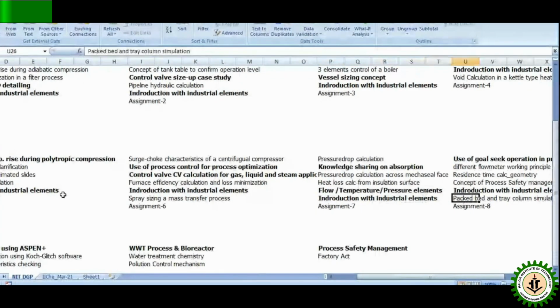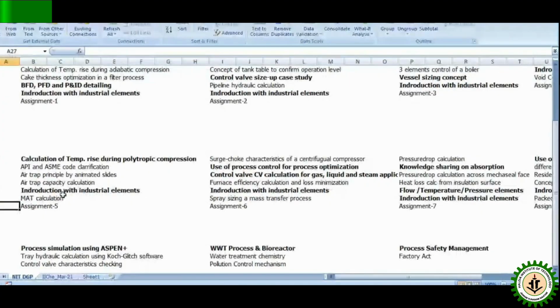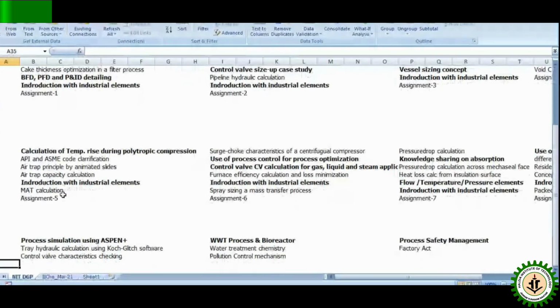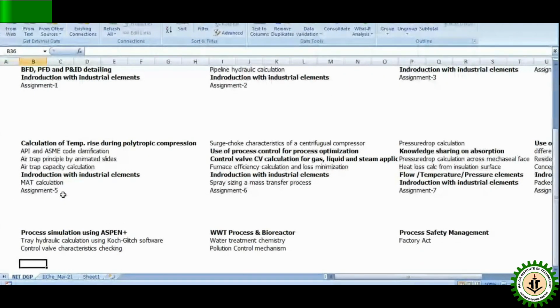And goal seek, I explained to you. This is one of the important parts. Different flow meters, distance, time. Process safety management is a very interesting thing that you have to do. This is also very important. Now it's coming to the simulation part. You might have these questions probably. You'll be asking this.